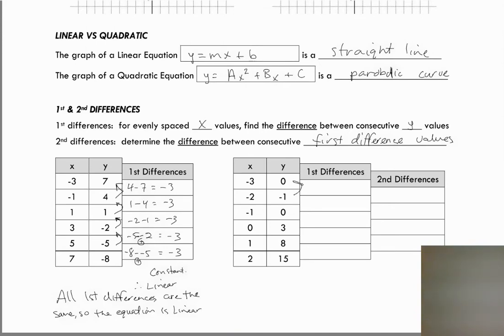So again, negative 1 minus 0 is negative 1. 0 minus 1 is plus 1, because that becomes a plus. Okay, and then, so let's do that. Here we go. 3 minus 0 is 3. 8 minus 3 is 5. And 15 minus 8 is 7. So this is not constant.